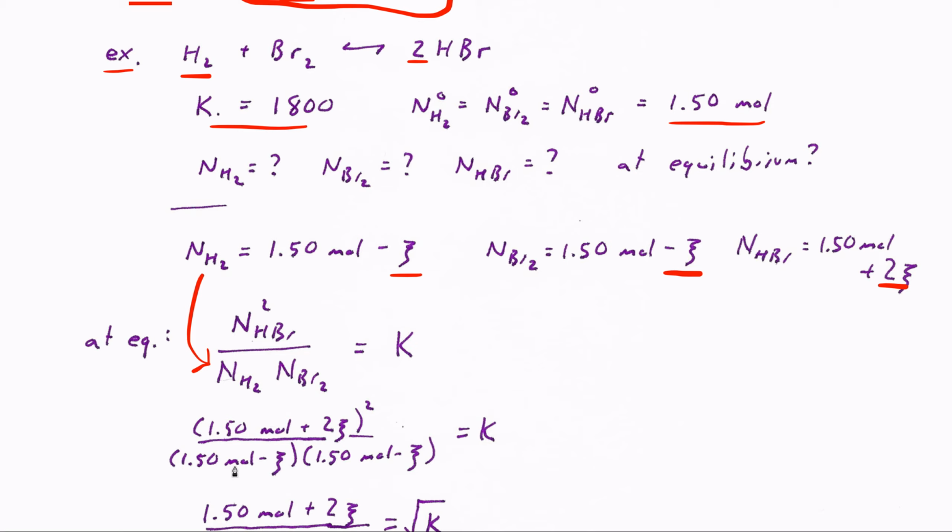In the denominator, moles of H2 and Br2 is 1.5 minus squiggle for each one of those. So that ratio has to equal K. So now we have one equation and one unknown. We know the value of K. We're trying to find squiggle.